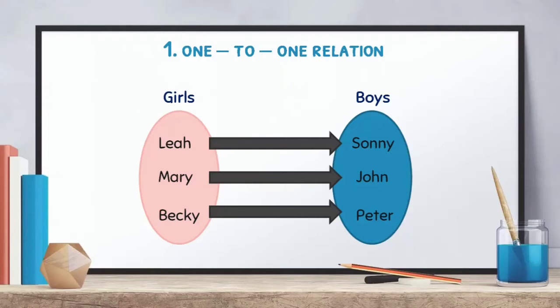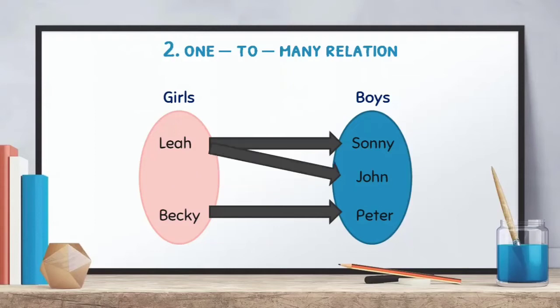All right? Also, if you have your boyfriend, also girlfriend, right? So that is a one-to-one relation. Number 2, one-to-many relation.